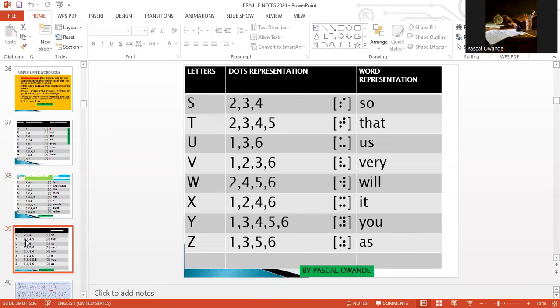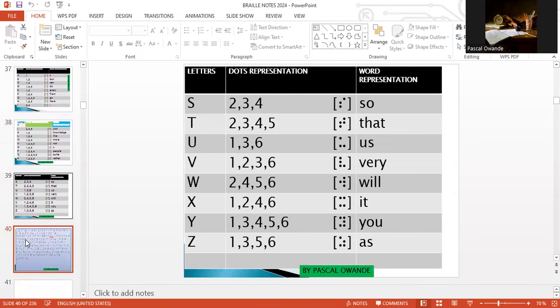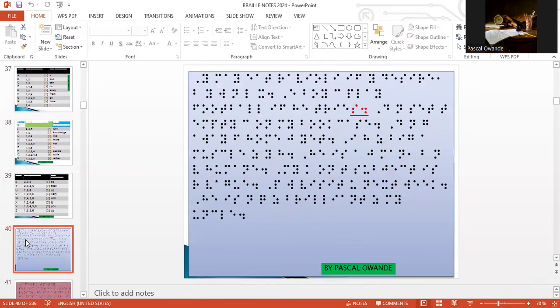And so remember the rule that the simple upper word signs have to stand alone, in isolation, for them to make meaning of themselves.